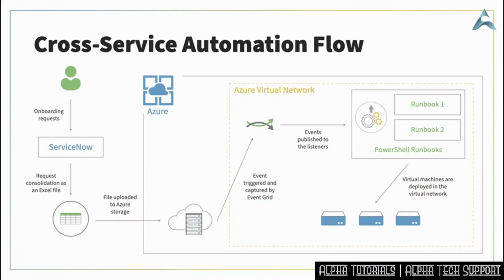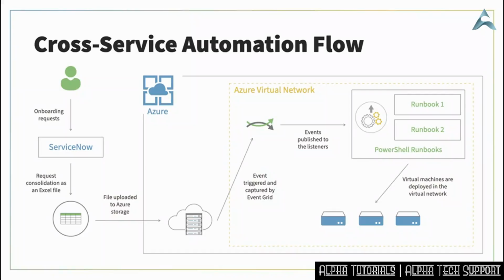In big organizations, users are allocated virtual machines. These virtual machines are hosted as Azure VMs with different sets of capabilities depending on which department the user belongs to. The onboarding requests are raised by the end users or their managers in ServiceNow. This includes requests for a new VM to be allocated.